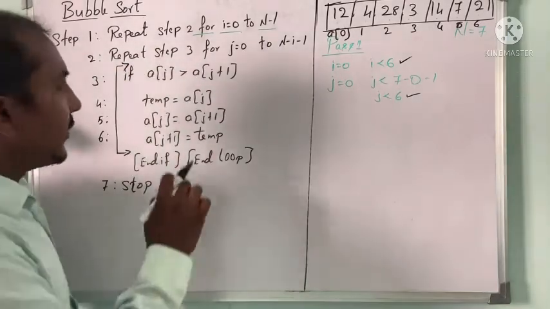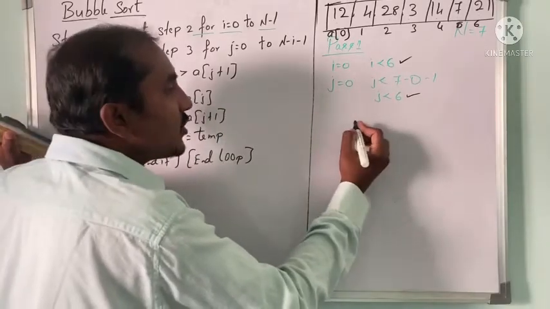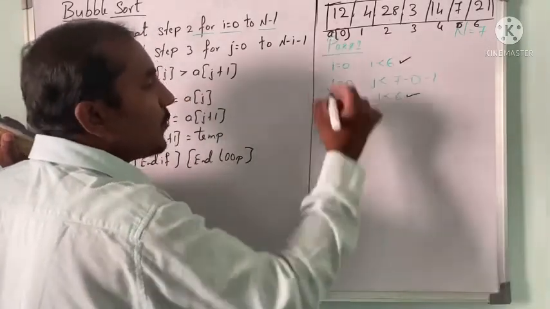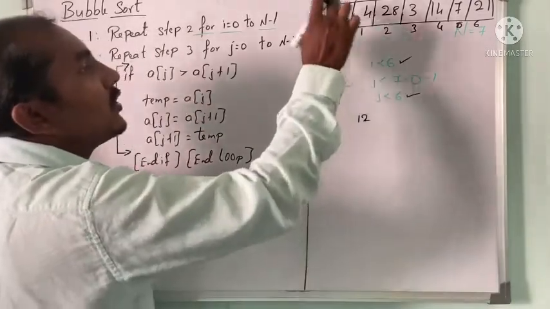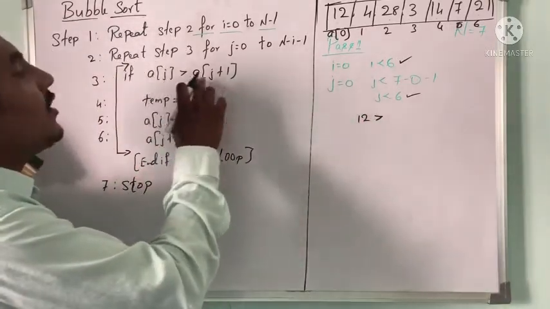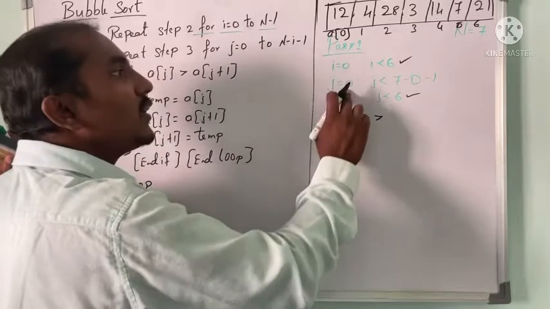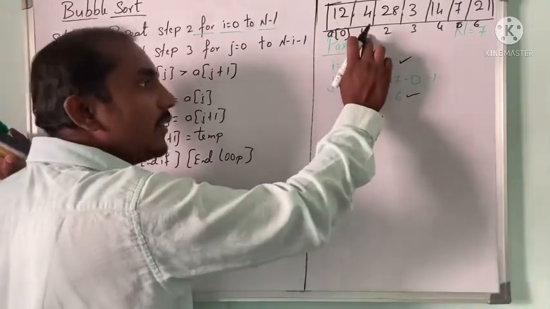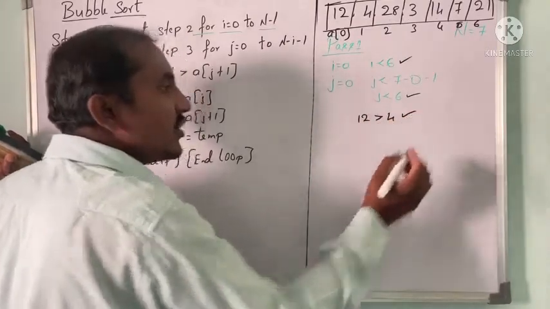What is this statement? We are going to compare first a of j. A of j is a of 0, which is 12. If it is greater than a of j plus 1, a of j plus 1 in the sense a of 0 plus 1, it becomes a of 1. So what do we have in a of 1? 4. So this condition is true.